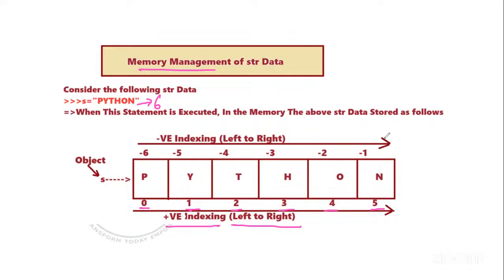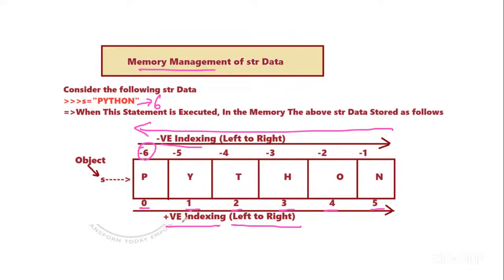What if I travel in the reverse direction, right to left? If I traverse in the reverse direction, the indexing will be negative indexing, guys. It does not start with 0. It directly starts with -1, then -2, and so on, up to -6. So if you understand the concept of indexing, the same process will be used for the rest of the different types of data as well.